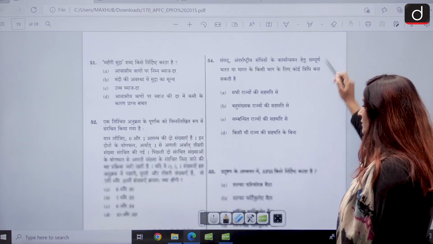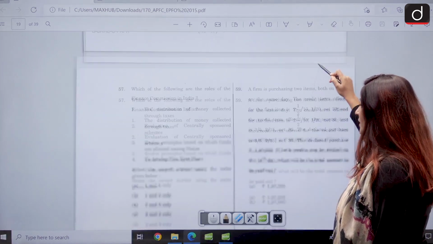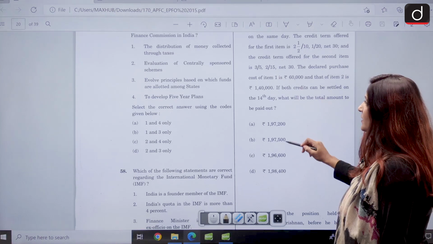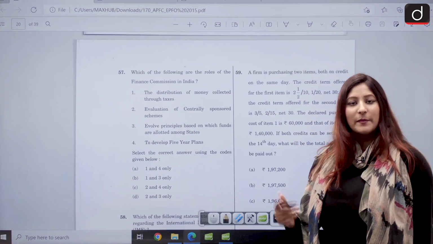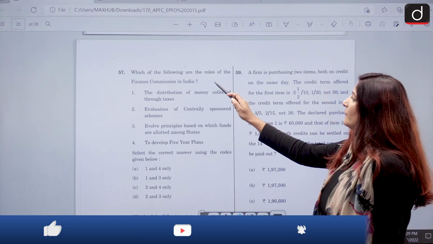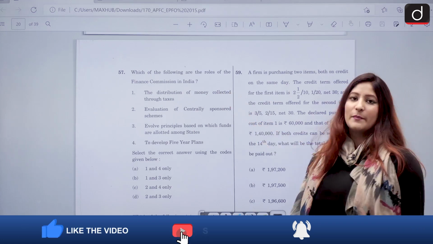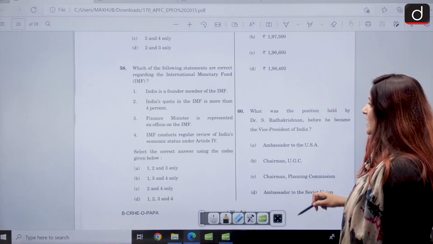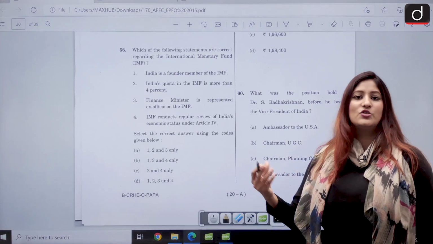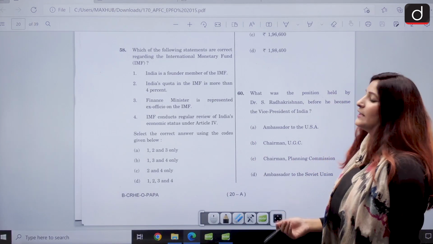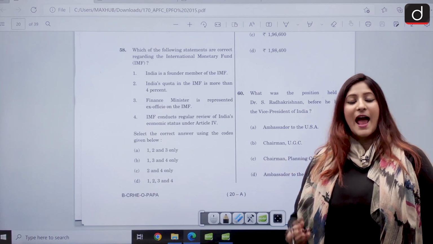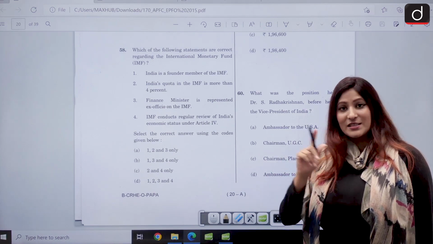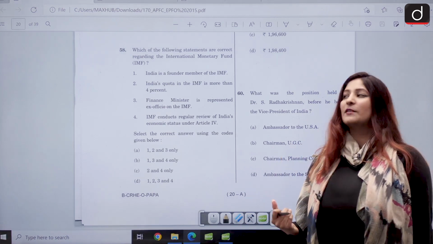Okay, so this is the entire development of questions that we see from the perspective of UPSC. Which of the following are the roles of the Finance Commission of India? Economics as well as polity. So you see, economics, history, polity, geography has been balanced out in the form of multiple choice questions, as well as in the form of one-worded questions, and in the form of statements as well.